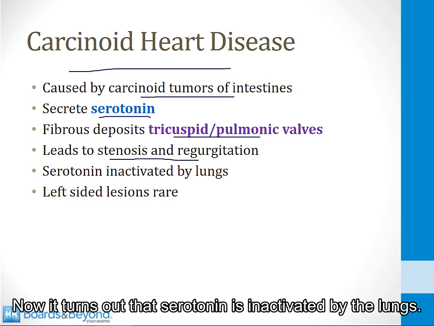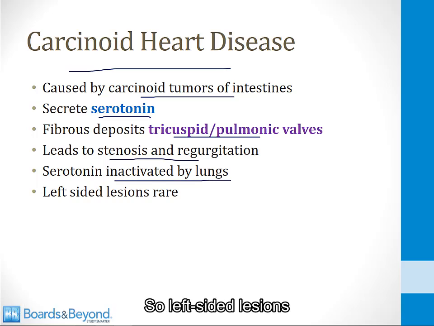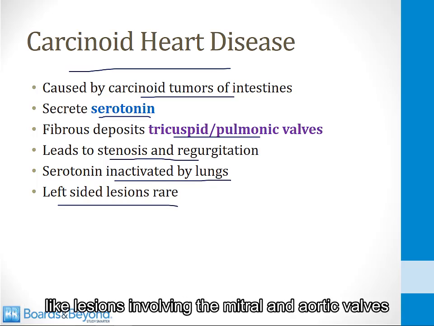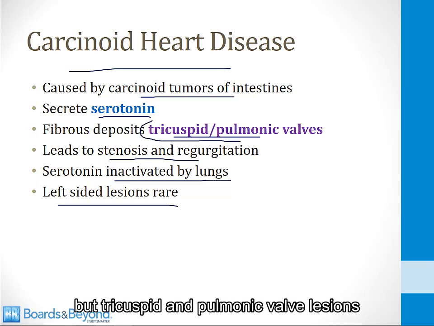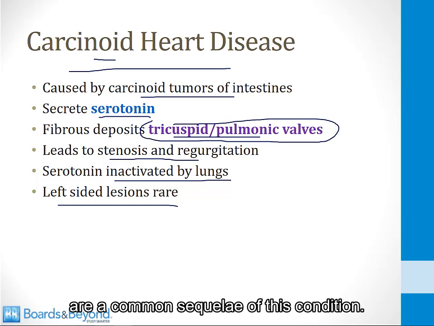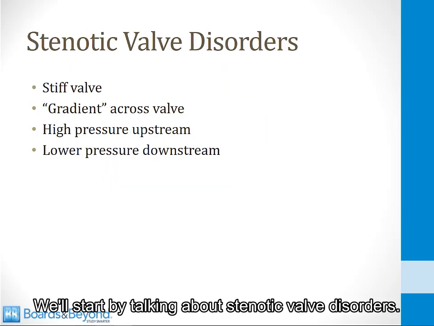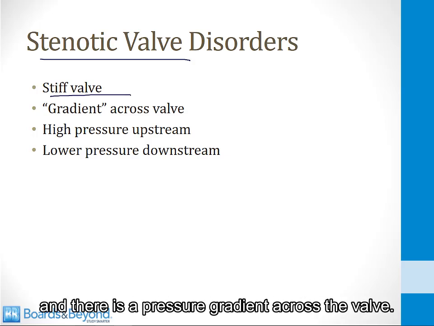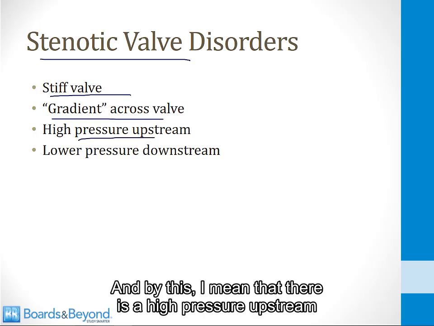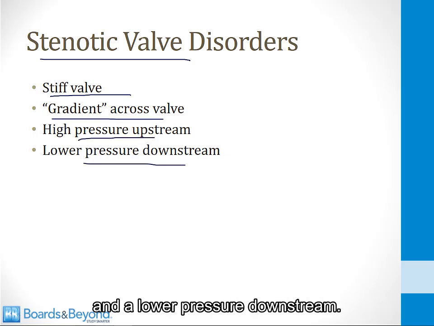Now, it turns out that serotonin is inactivated by the lungs, so left-sided lesions, like lesions involving the mitral and aortic valves, are very rare in carcinoid heart disease, but tricuspid and pulmonic valve lesions are a common sequelae of this condition. We'll start by talking about stenotic valve disorders. In these disorders, the valve becomes stiff and there is a pressure gradient across the valve, and by this I mean that there is a high pressure upstream and a lower pressure downstream.